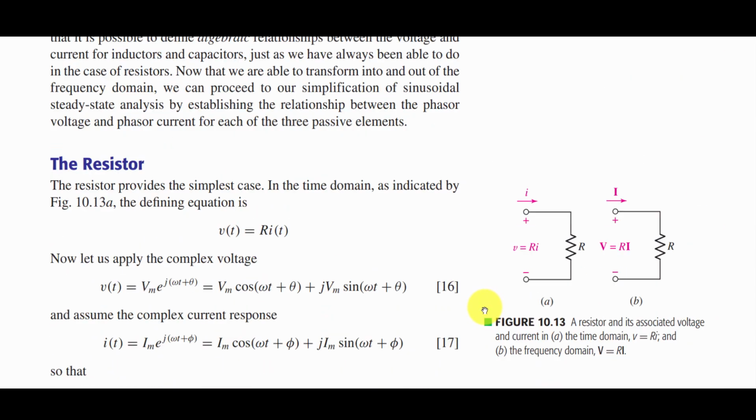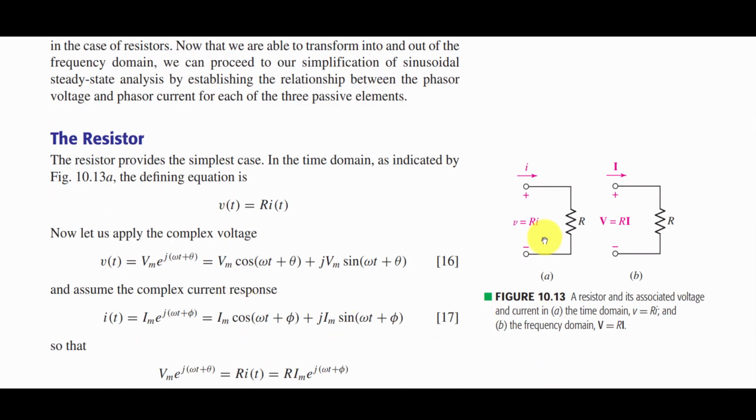Now coming to the examples, let's say you have a resistor and V equals Ri. We can transform these voltages and currents into phasor form.